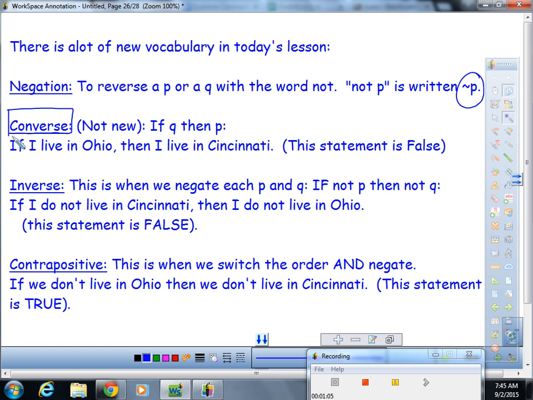Notice, this converse is not true. It's false. Do you get that? Could you live in Ohio and not live in Cincinnati? That's what makes that a false statement.